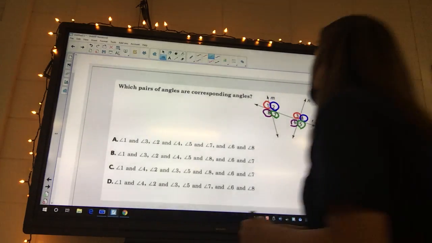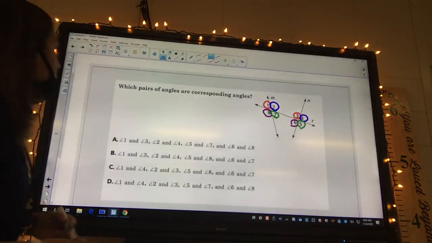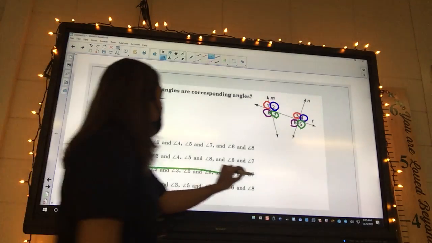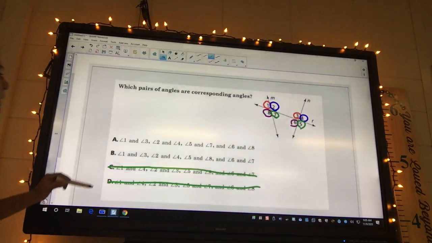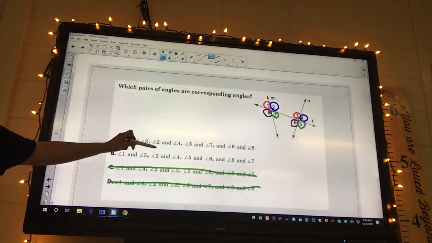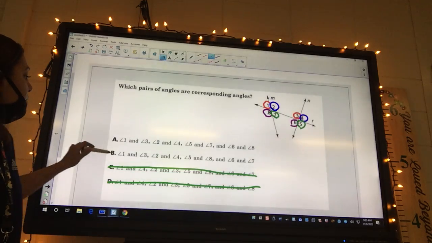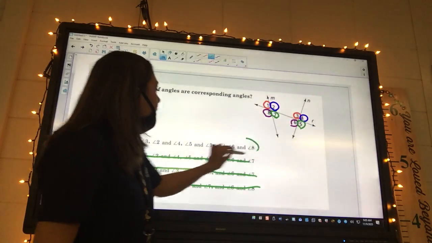Okay, so let's look at our answer choices. We got 1 and 3, which we know is 1. So we cannot use C or D for sure. Okay, and then we got 2 and 4. Those both check out. 5 and 7 and 5 and 8. Well, 5 and 8 does not go together, so it's going to be A.